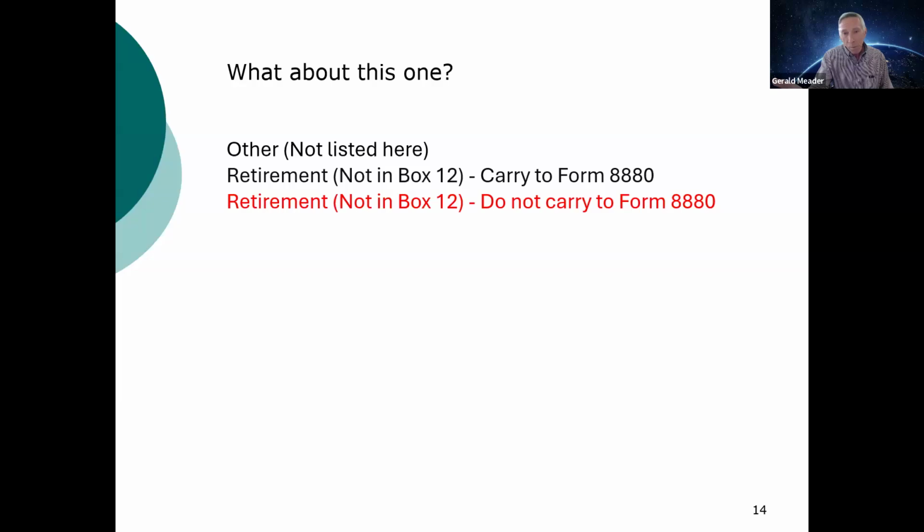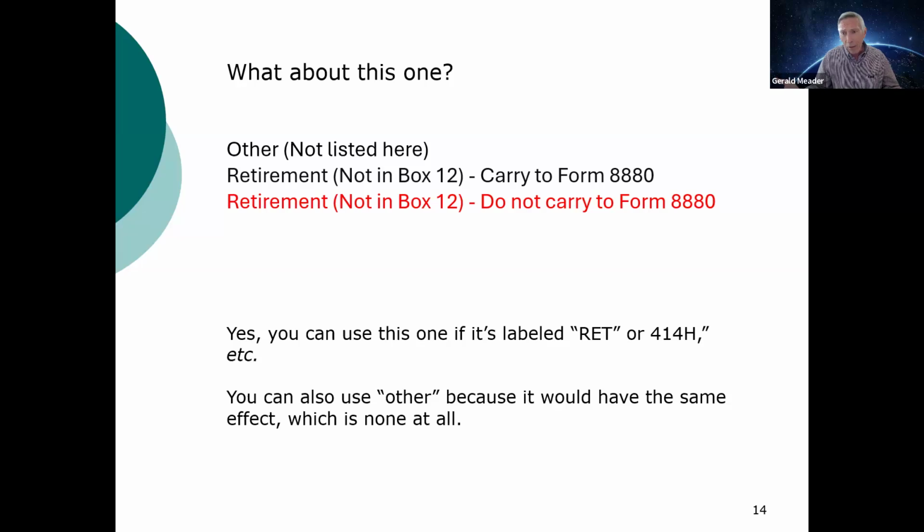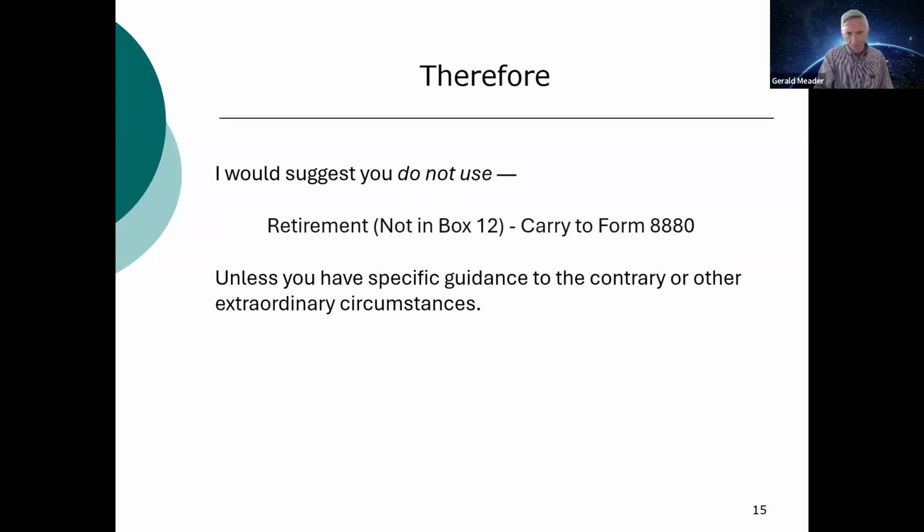That leaves, what about this box? Well, okay, so if I have something in box 14 that says retirement, 414H, or some other thing that looks like a retirement, can I click this do not carry to Form 8880? Yes, yes, yes, you can click that. But frankly, you can also click other, not listed here, because it has the same effect, which is it doesn't do anything with any tax consequences at all. So either one is fine.